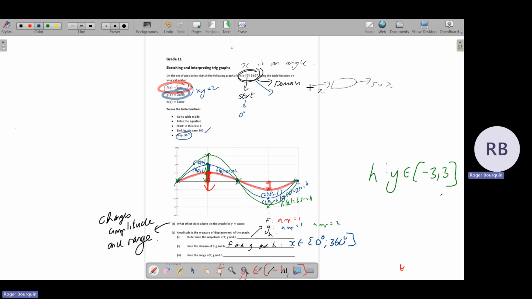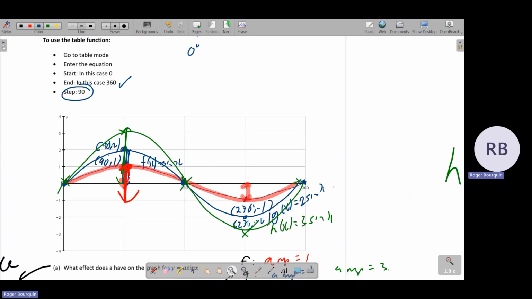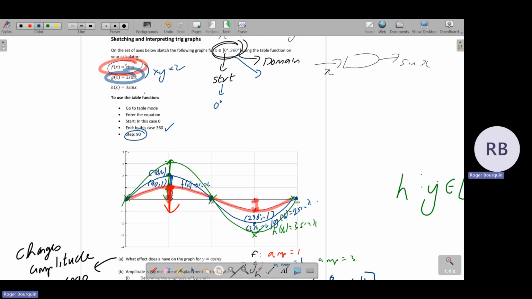When sketching trig graphs, remember they give you the domain. They say you're sketching between 0 and 360. What are the things you have to remember when sketching the graphs? You're going to go to table mode and simply enter the equation. Your step for cosine, excuse me, sine and cos, is 90 degrees. But if there's a number in front of the x, it's 90 divided by that number. That's your step. Your step is what you mark off on the x-axis.